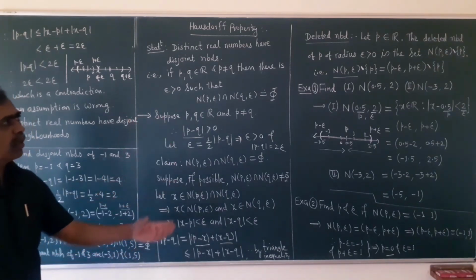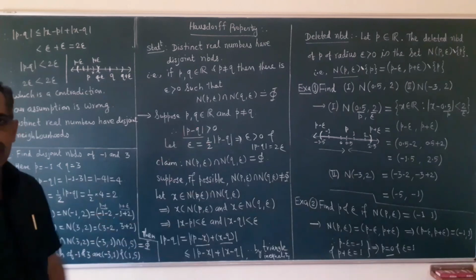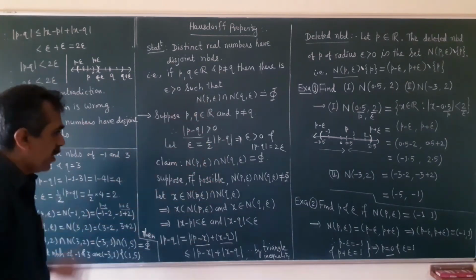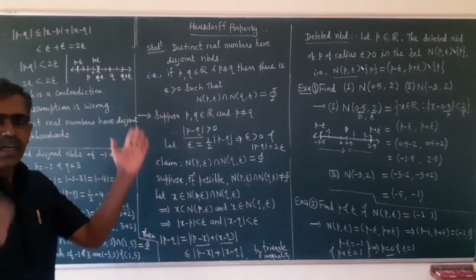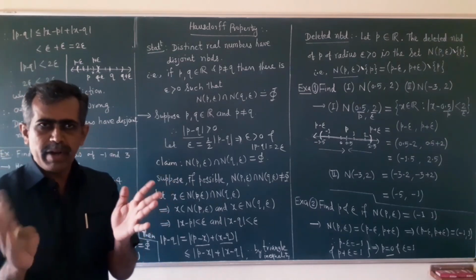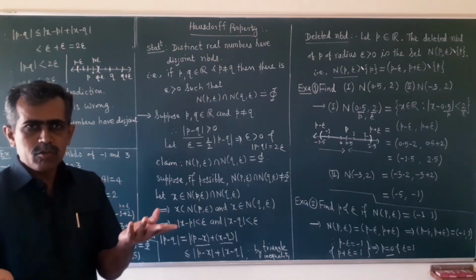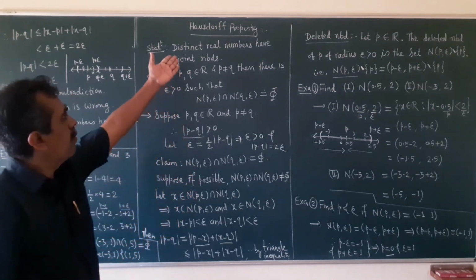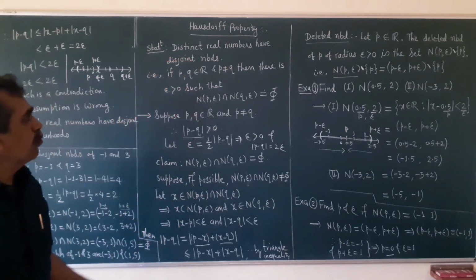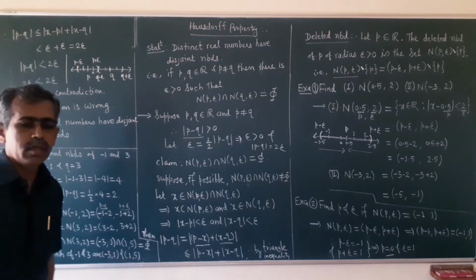So, this is how you can find disjoint neighborhoods, or given any interval, you can find the choice of P and epsilon also, and you can prove the Hausdorff property, an important property for real numbers.